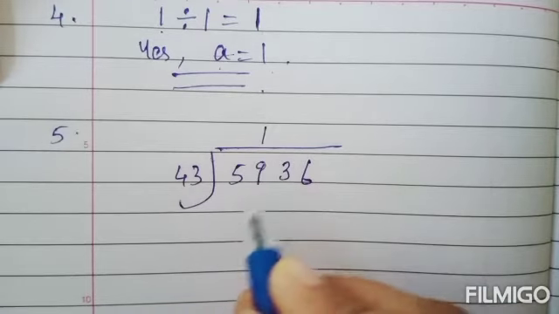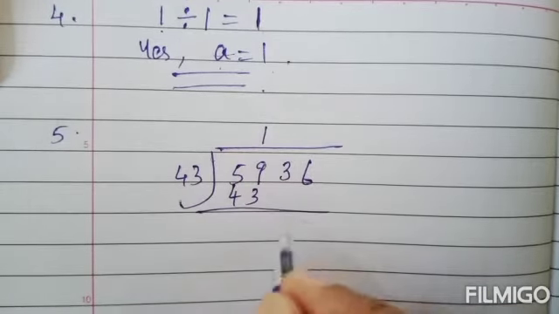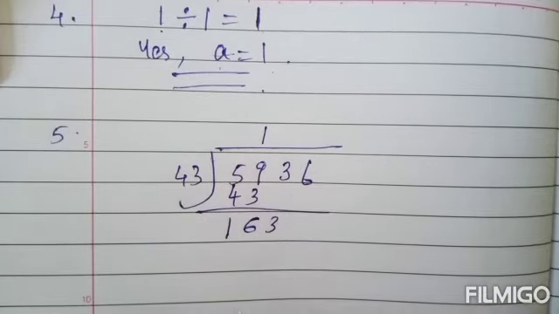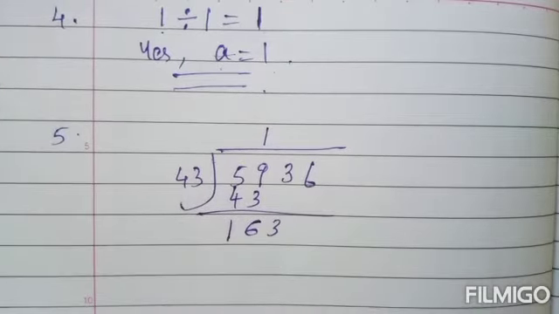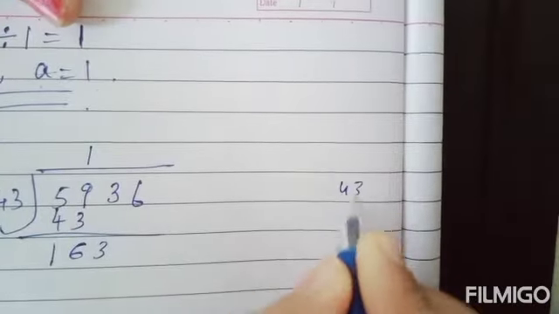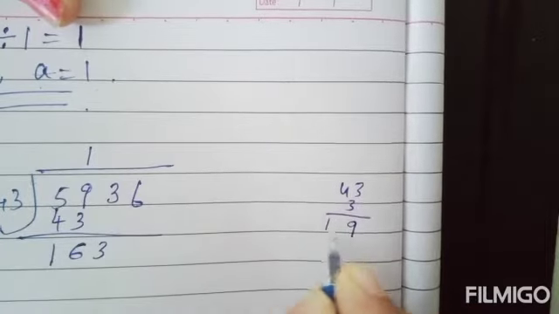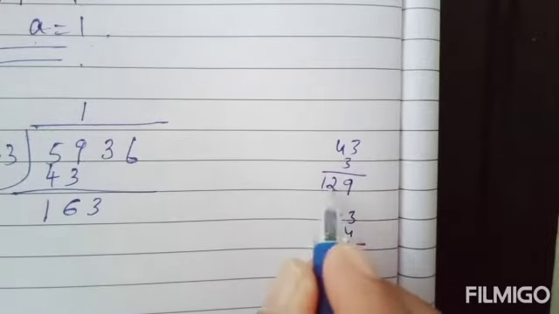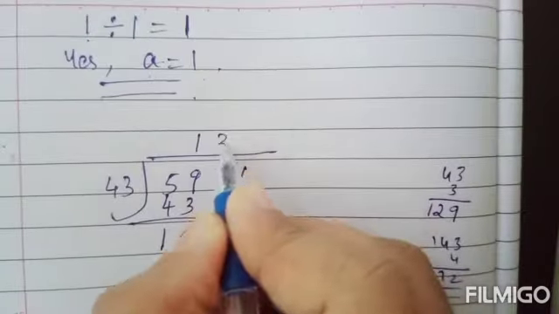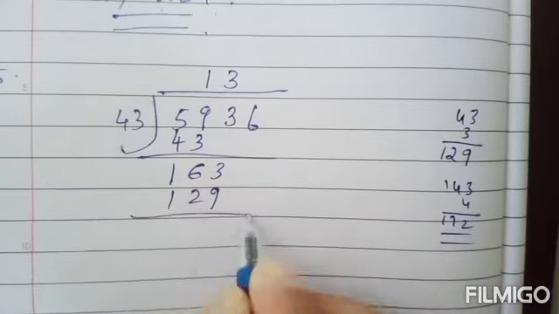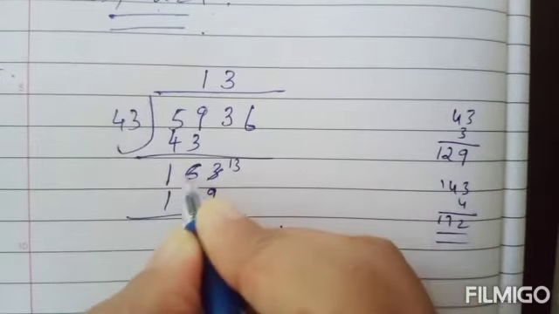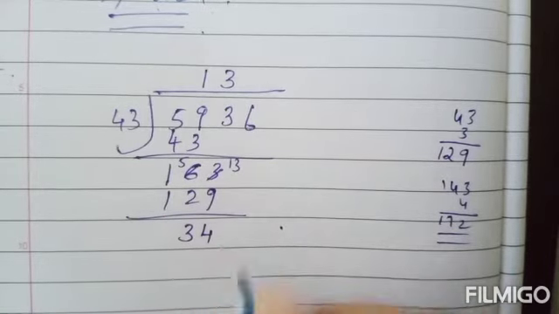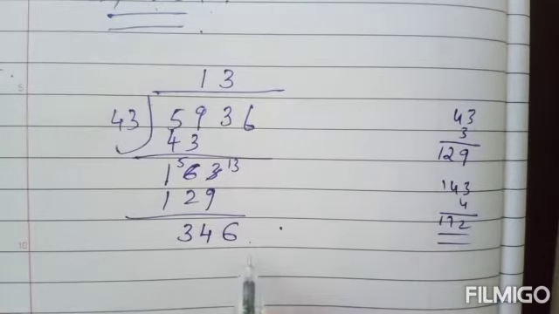Okay, so on dividing 5936 by 43, what will we get? 43 into 1 is 43. Now here 6, here 1, 3, you can write down 163. Now 43 into 3, what will we get? 3 into 3 is 9, 129. 43 into 4 is 172. So let us take this, 43 into 3, 129. Now on subtracting, we get 34. Now 6 we can write down, 346.